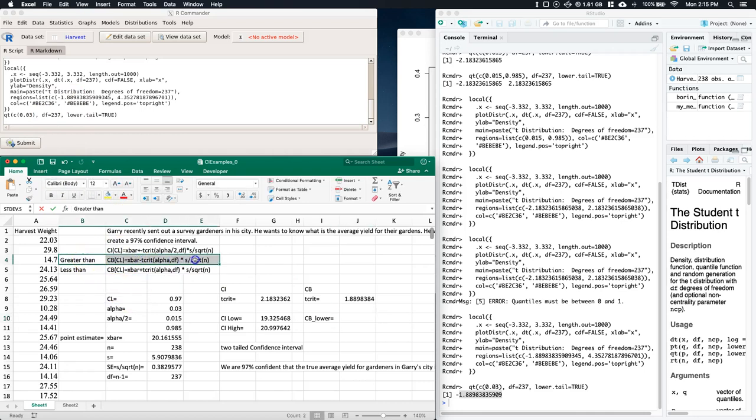Let me hit escape real quick. And we will go ahead and highlight that. This is the one that we need, because we want to say, so Gary wants to brag about being greater than some value.